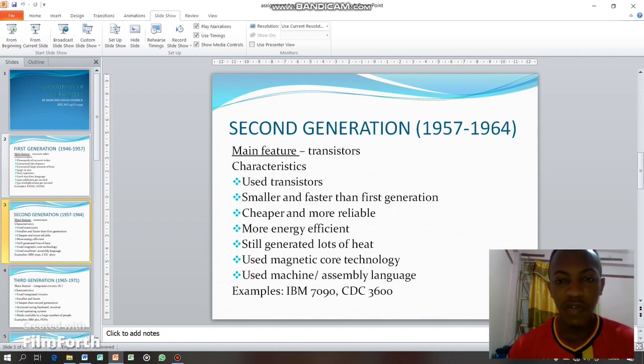The characteristics of second generation computers: they still used transistors. They are smaller and faster than the first generation. They were cheaper and more reliable. They are more energy efficient. They still generated lots of heat and still used a lot of electricity. They used magnetic core technology and assembly language. Examples include the International Business Machines 7090 and the Control Data Corporation 3600, and that is all for the second generation.